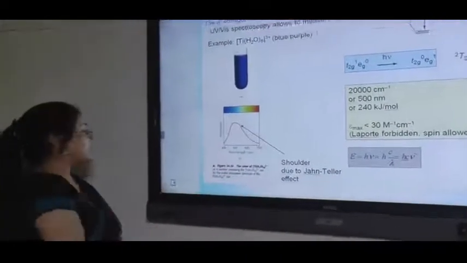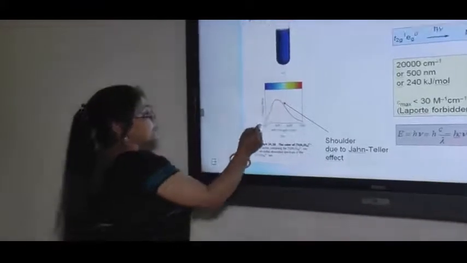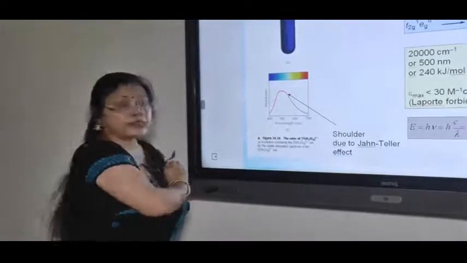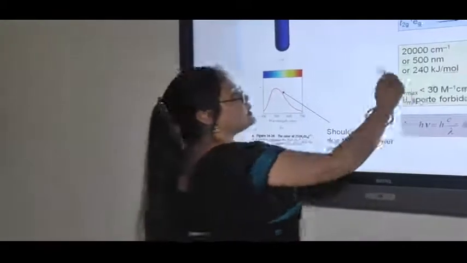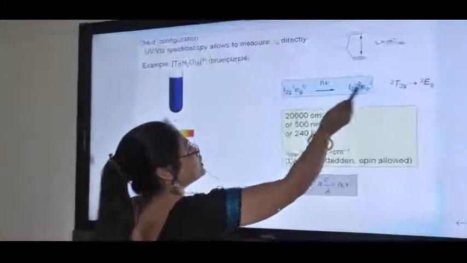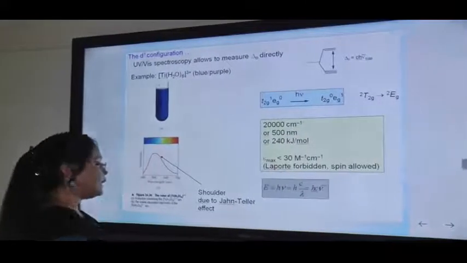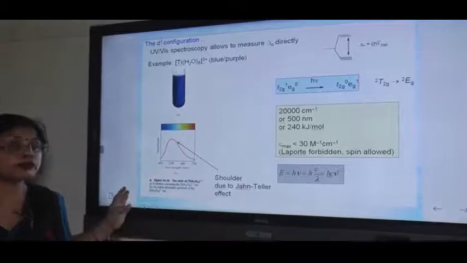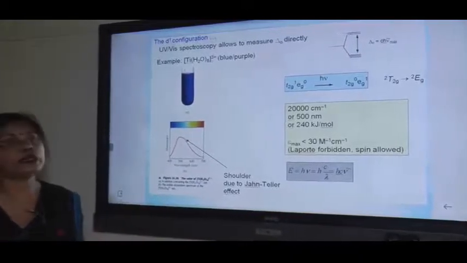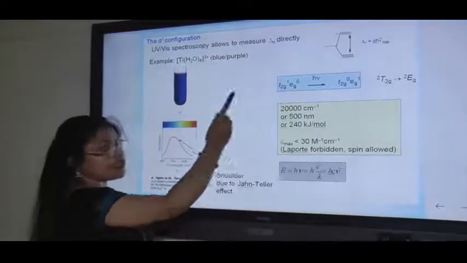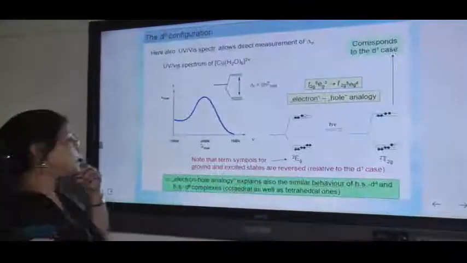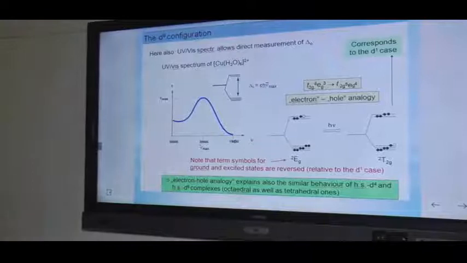The spectral line shows us that there is excitation, absorption of energy at around 500 nanometers, and this is due to the transition of T2g and Eg. The same thing we can explain beautifully with the help of an Orgel diagram. This is an explanation from crystal field theory, but the same explanation we can get from the Orgel diagram.